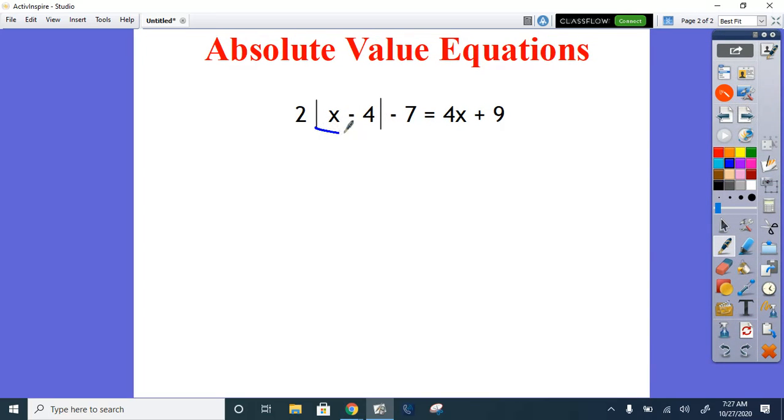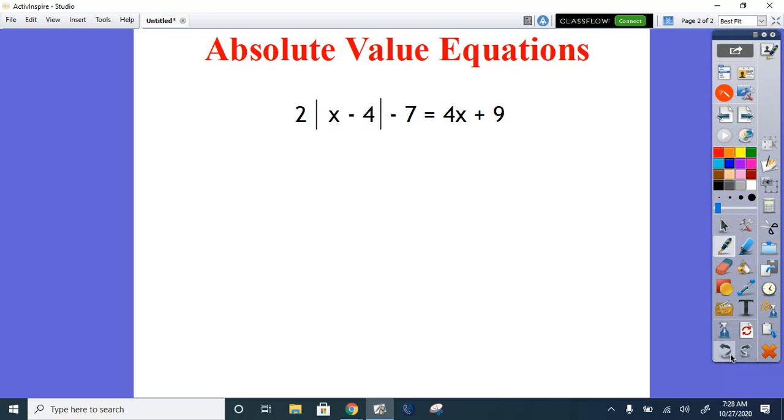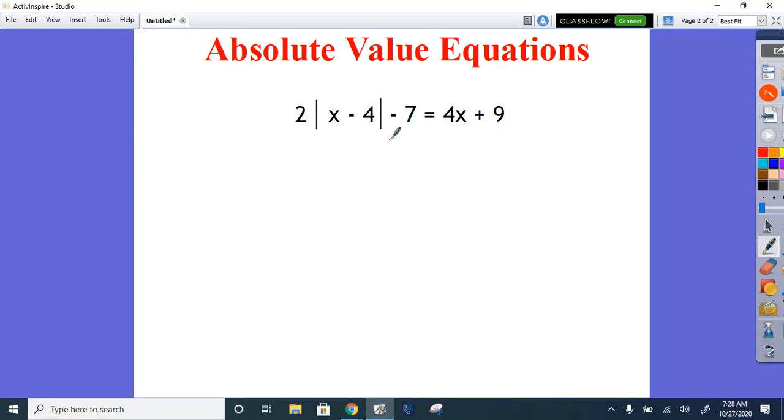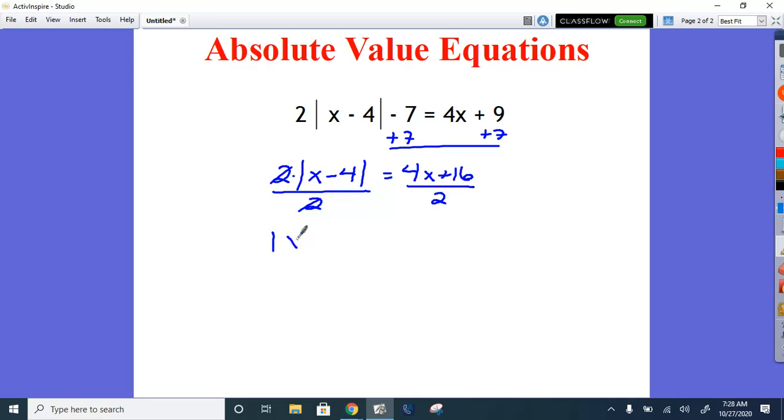Now I have this absolute value, and that's what I want to isolate. So I have a couple of pieces where I want to use that reverse order of operations in order to solve this. The first piece that I want to move is this positive 7. I'm actually going to add 7 to both sides to start there. And now I have 2 times the absolute value of x minus 4 equals 4x plus 16. Now I still want to isolate this absolute value of x minus 4. So that means this is 2 times all of that value, meaning I have to divide both sides by 2. And remember, you're dividing both terms by 2 over here. Okay, so now you're left with the absolute value of x minus 4 is equal to 2x plus 8.